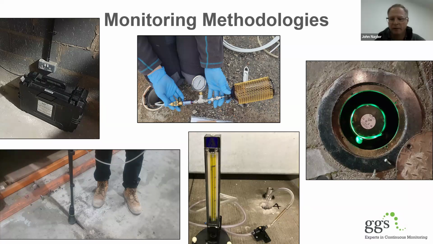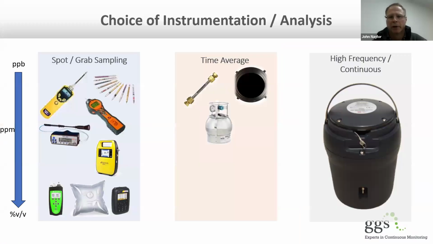But when you're picking your methodologies, again, remember what gases of interest we're trying to look at and look at the sort of resolutions we might need. So the choice of instrumentation analysis is critical to getting good data for your assessment. And as you can see on this screen here, we've got things from parts per billion to percentage by volume. And of course, some of this equipment will do both.